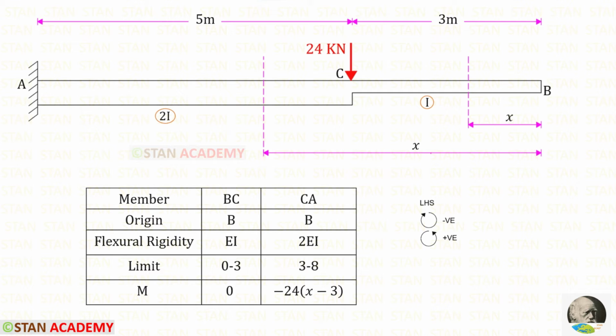Let us take CA. Up to the section, we have only one load, that is the point load 24. It is acting in the clockwise direction, so it will be negative. For the distance, we have to take this distance. This distance is x minus 3. So minus 24 into x minus 3.